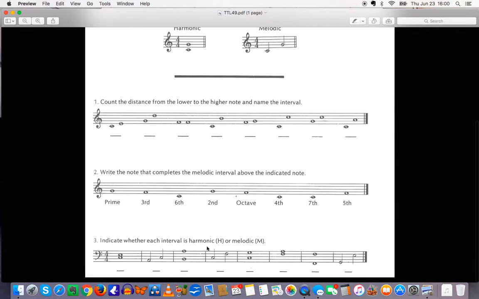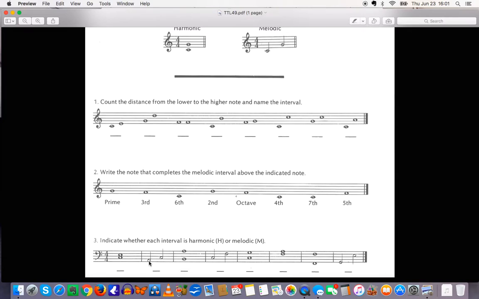Here we have harmonic intervals and melodic intervals. Remember, harmony happens like a chord, all at the same time, and melodic is going to happen like a melody, so one right after the other. Now you also need to write the interval here. So let's try this one. Remember, this is bass clef, so this is the note C. So C, D, E, that's going to be 1, 2, 3. That is a third, harmonic interval of a third.